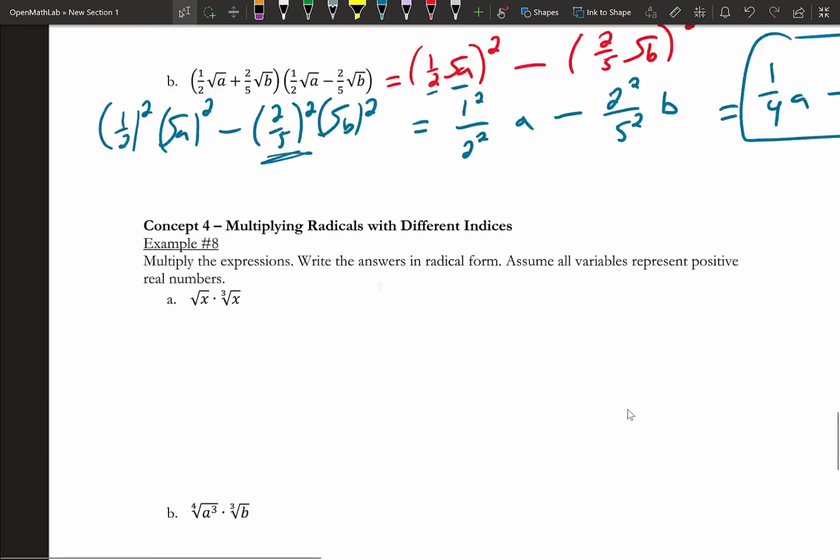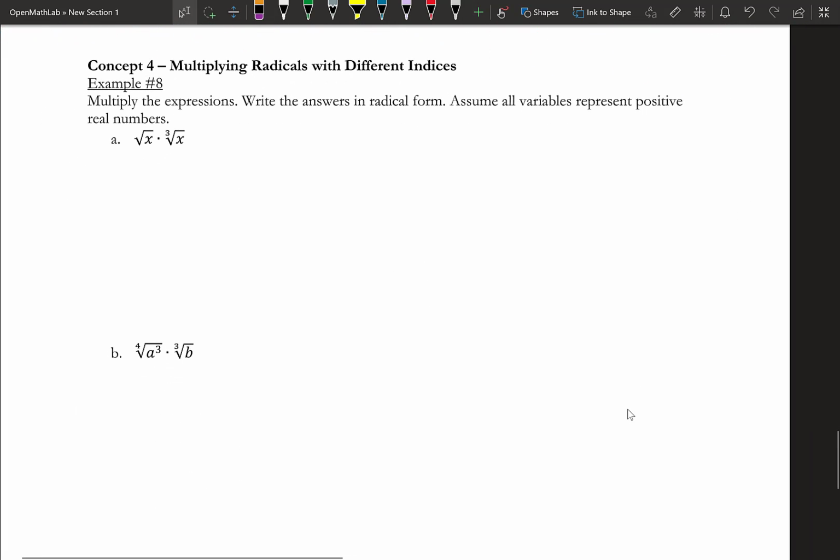Right. So then the very last part of this section, the concept 4, is multiplying radicals with different indices, right? We have different indices. So like here the index is 2, here the index is 3, here the index is 4, and here the index is 3. So they don't match, right? But there are some ways that we can rewrite these to combine it into one radical still, right? So the general idea is thinking about this in terms of rational exponents.